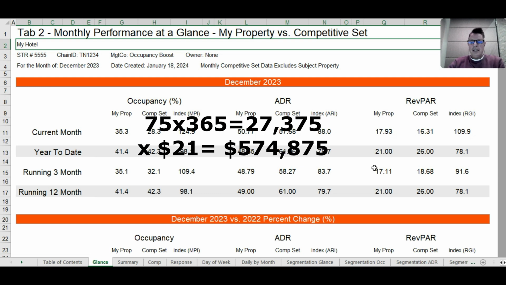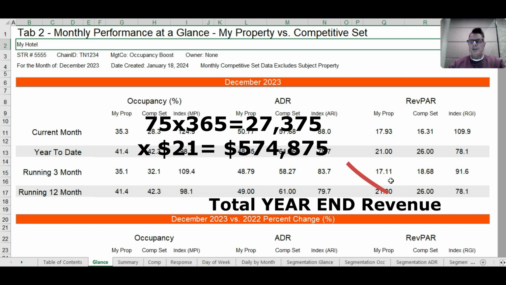So that's the total available rooms this property had to sell for the whole year. Now, if I take that 27,375 and multiply it by this $21 RevPAR that they had for the end of the year, that's going to give me $574,875. So a little over $500,000 is what this property did.